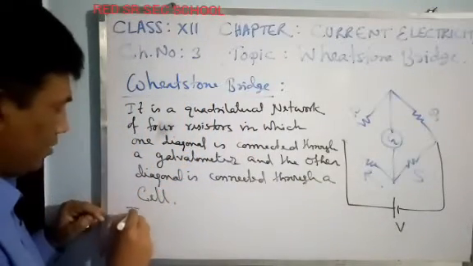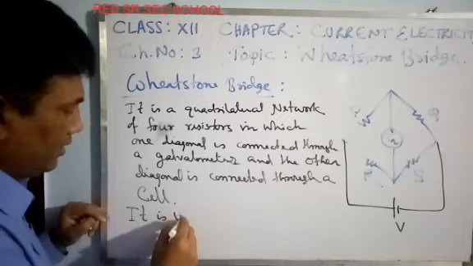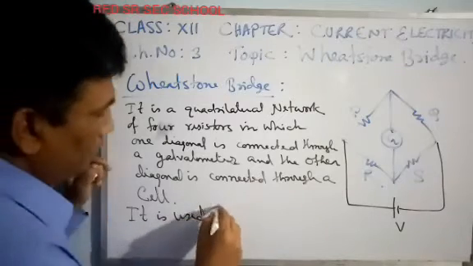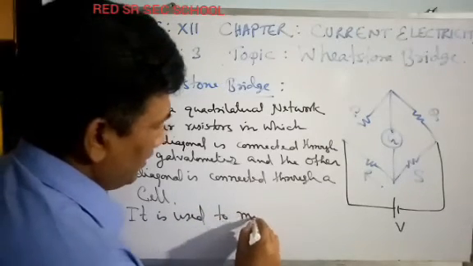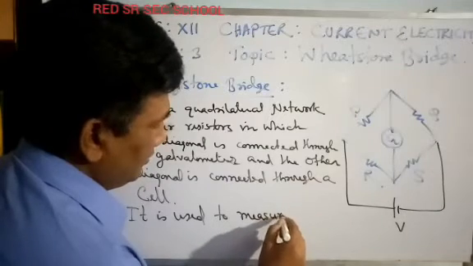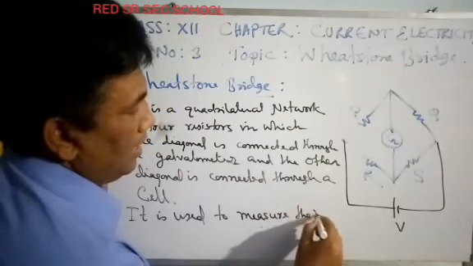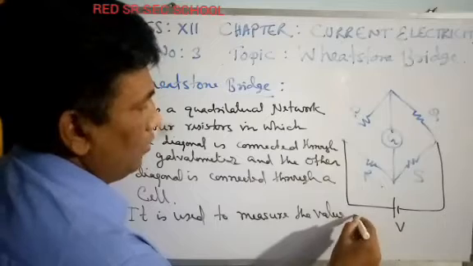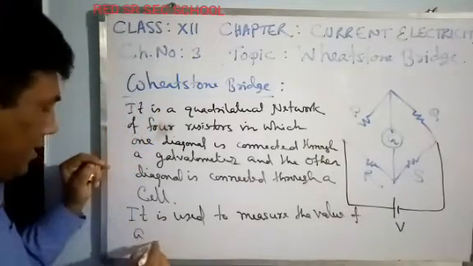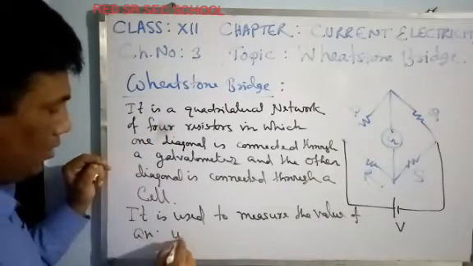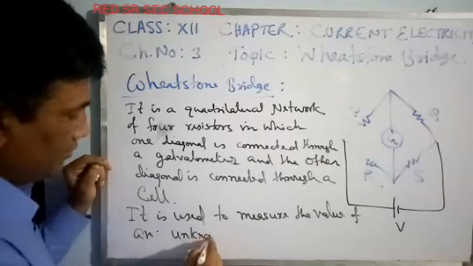How, we'll be discussing. But the basic use of a Wheatstone bridge is to know the value of unknown resistance. Write down please. It is used to measure the value of an unknown resistance.